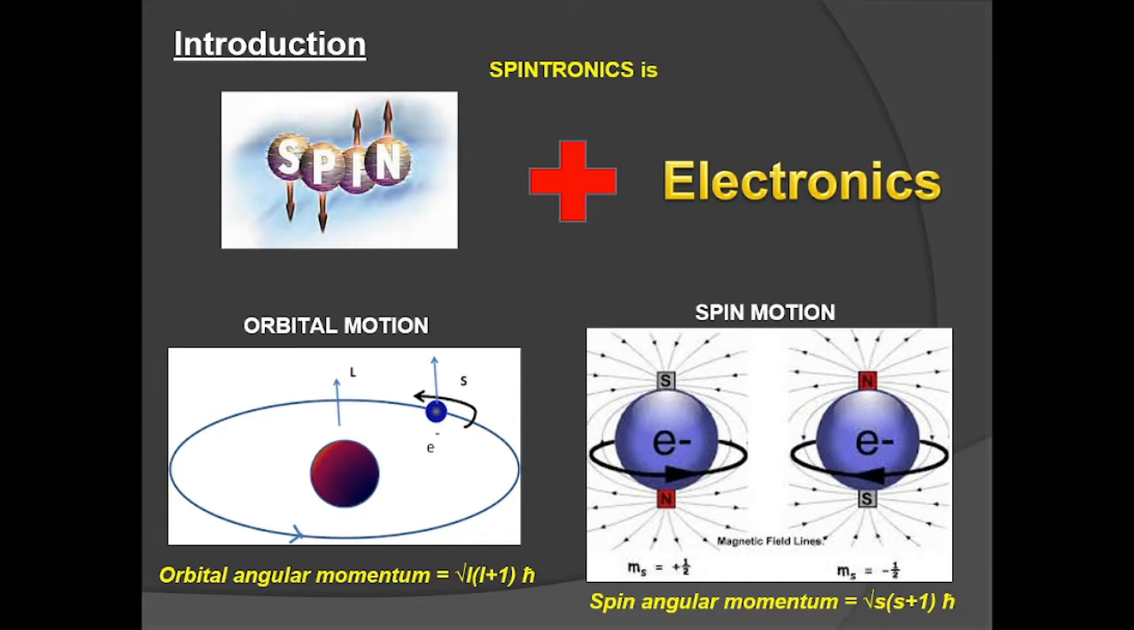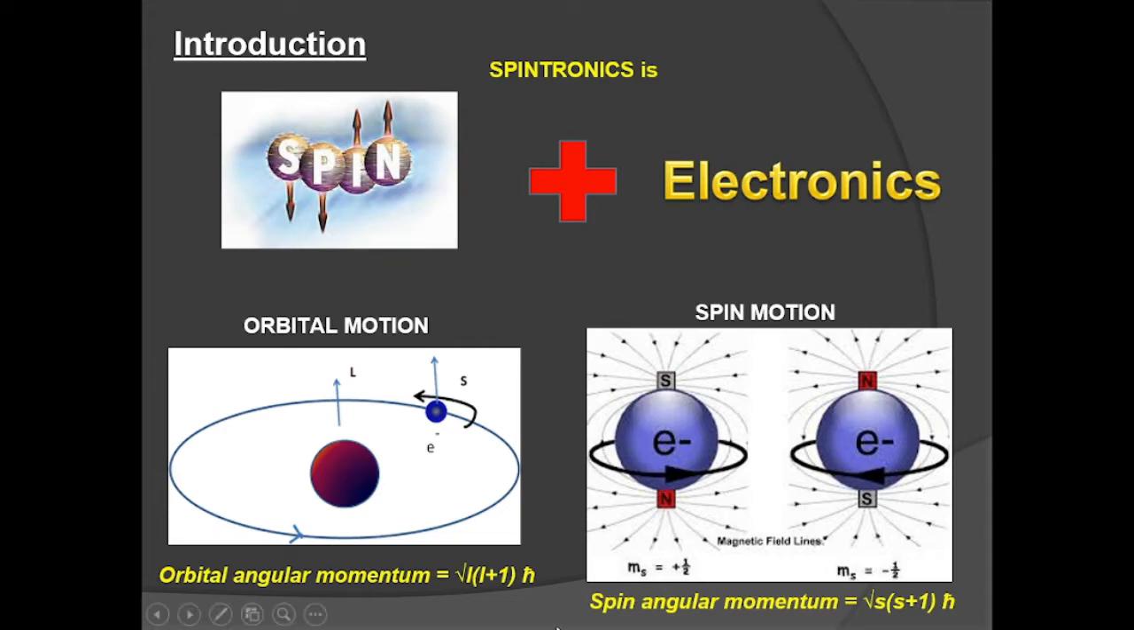And briefly, first, the introduction about spintronics will be given by the very small elementary charge, which is the electron. The electron is a very small elementary particle which carries charge and it also carries some intrinsic spin.